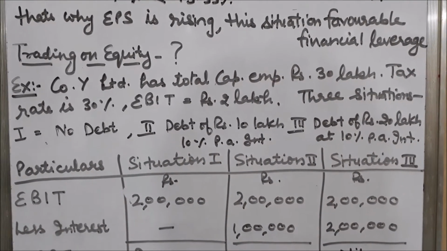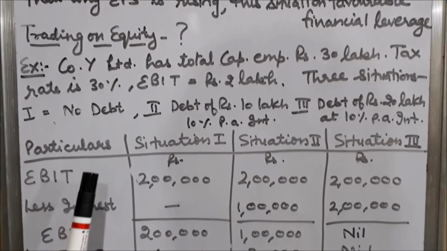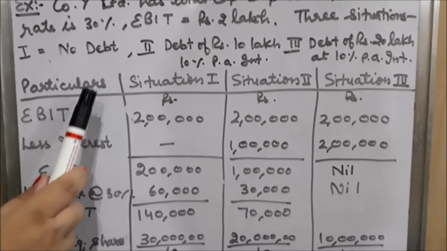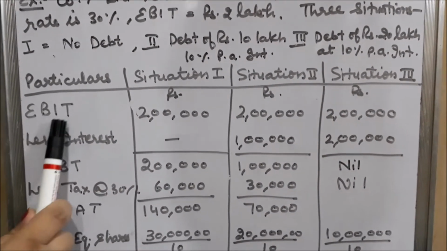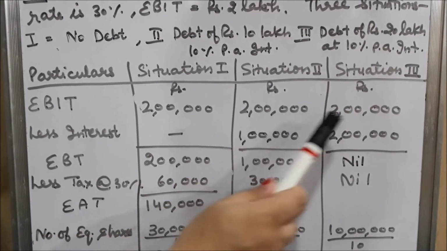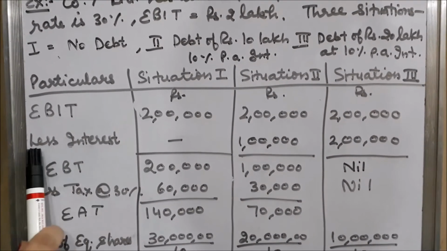Now I am going to start the EBIT and EPS analysis. So first of all, what will you take? You will take EBIT. So I have written here EBIT rupees 2 lakh in all the situations. Now as you know, first of all I have to deduct interest.